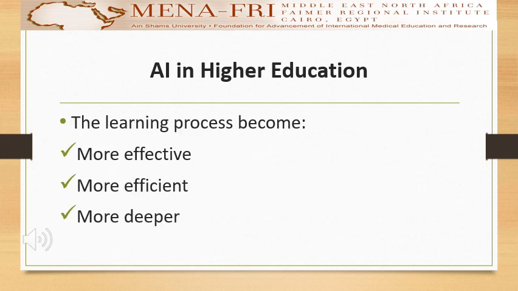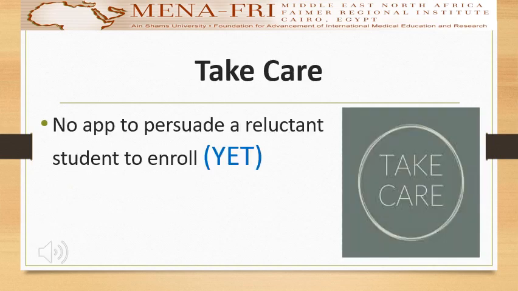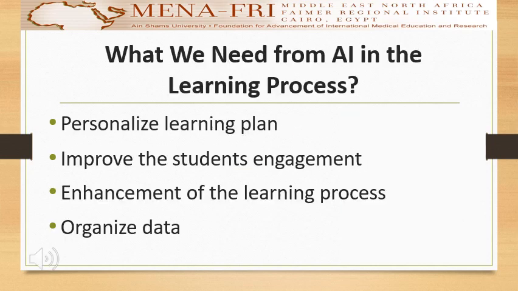What is the impact of artificial intelligence in higher education? The learning process becomes more effective, more efficient, and deeper. We have to take care that we must have an interested student in the learning process, as there is no app yet to persuade a reluctant student to enroll. What we need from artificial intelligence in the learning process: we need to personalize the learning plan, improve student engagement, enhance the learning process, and organize the data.